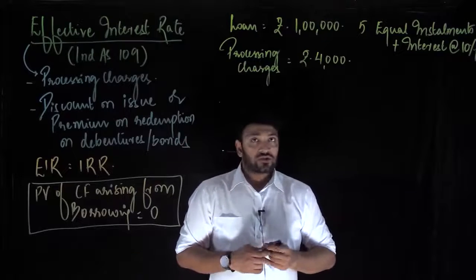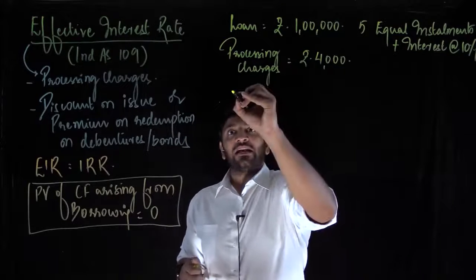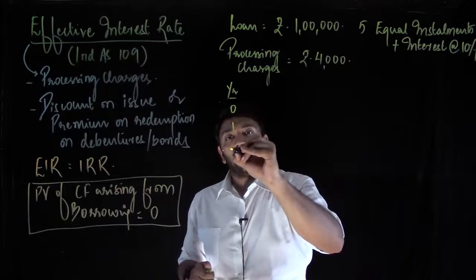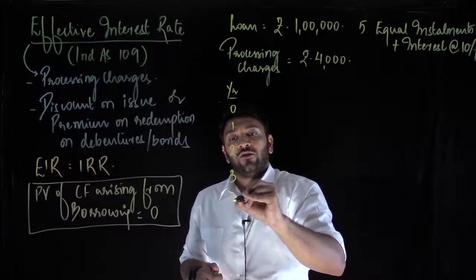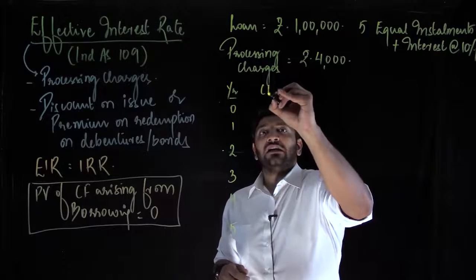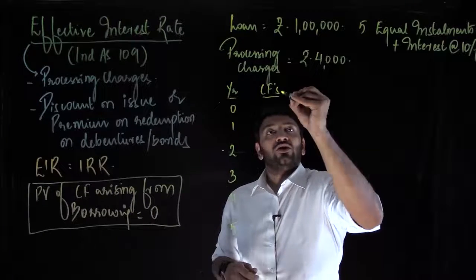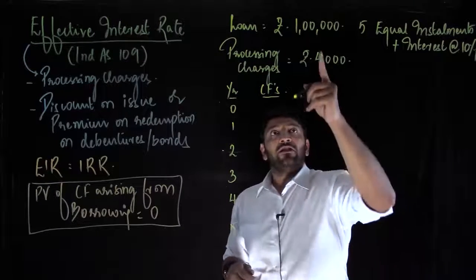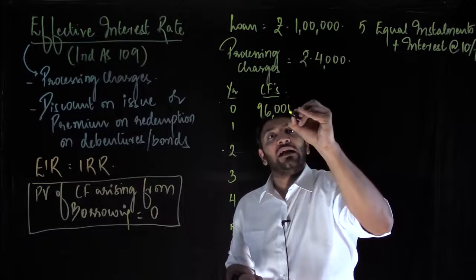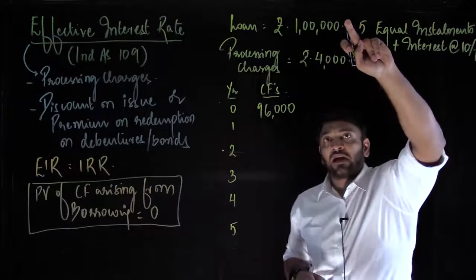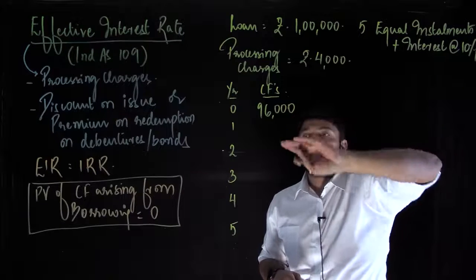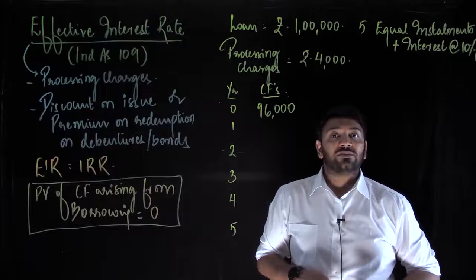Now look at the cash flows. The cash flows being generated can be given like this: year 0, 1, 2, 3, 4, 5. During these years, the cash flows should go something like this. First, I got a positive cash inflow of 96,000. How did I get 96? I have applied for a 1 lakh rupee loan. 4,000 rupees of processing charges got deducted. My net cash flow is only 96,000.